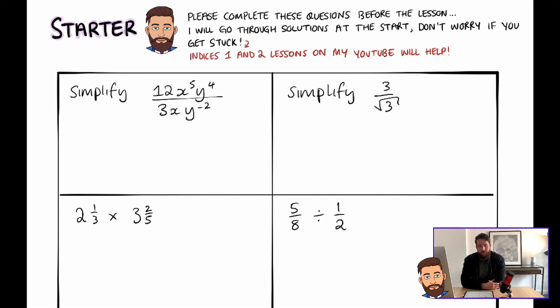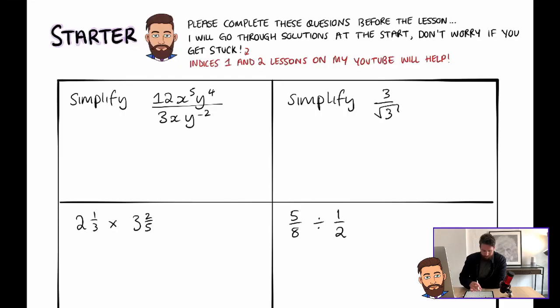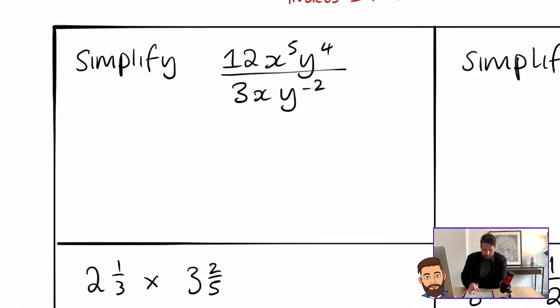Welcome to this first lesson on algebraic fractions. This will be an introduction to algebraic fractions and looking at the most basic operations that we can do with them. Hopefully, coming into this lesson, you've seen indices 1 and 2, because that will be very useful for you, and you've managed to download the worksheets and have a go at them. We'll start, as always, by going through the solutions to these worksheets, or these starter questions.